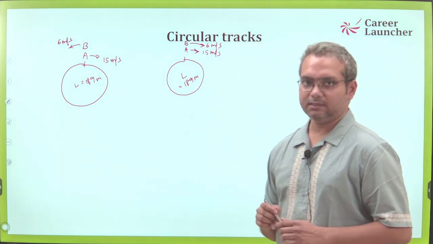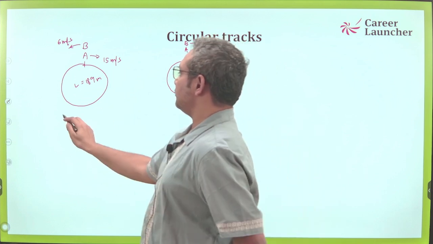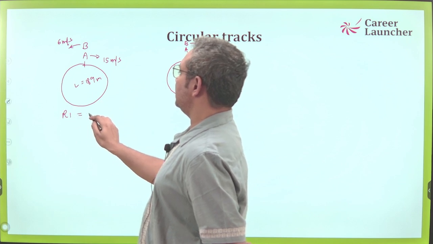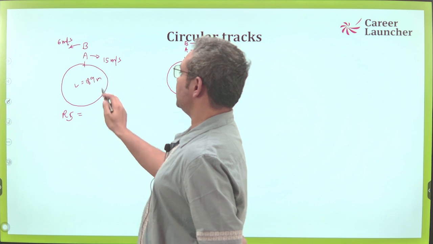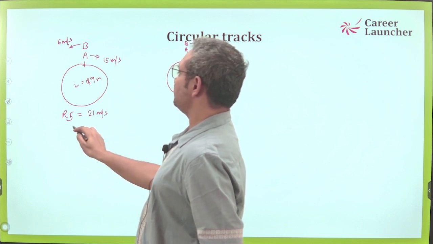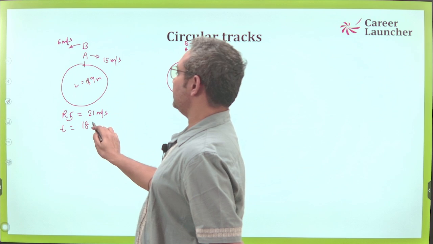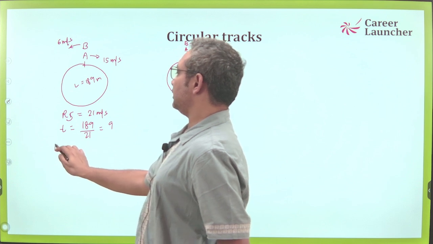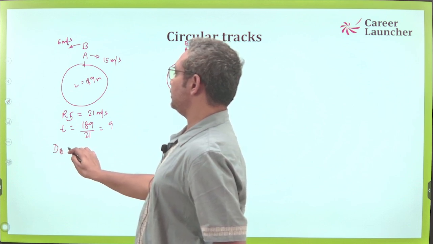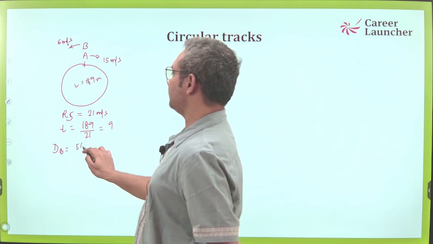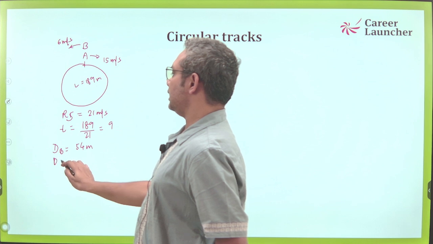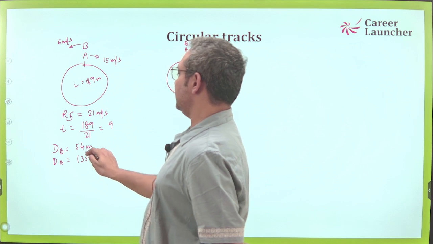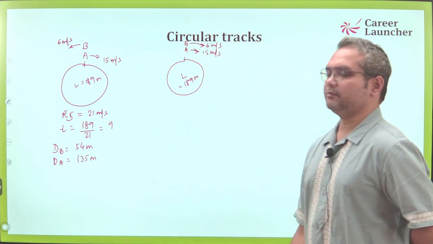in both the cases. In the first case, they are moving in opposite directions, so the relative speed would be the sum of their speeds. So 6 plus 15, that's 21 meters per second. Hence time taken would be 189 by 21, so that will be 9 seconds. In that time, the distance B has covered would be 9 times 6, so that's 54. And the distance A has covered would be 9 times 15, so that is 135. So clearly, as you can see, they add up to 189 meters, right?